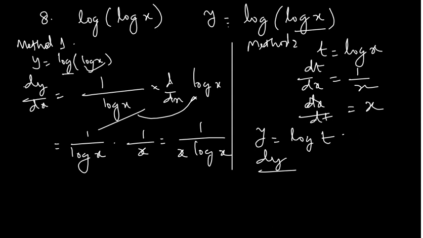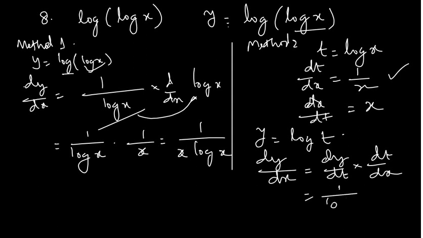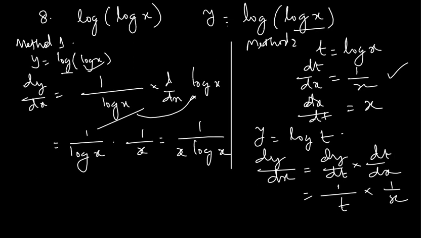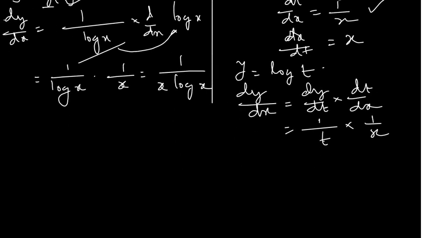So dy by dx equal to dy by dt into dt by dx. We need only dt by dx. So dy by dt is 1 by log t. Sorry, 1 by t. 1 by t into dt by dx is 1 by x. But t is equal to log x. Therefore, same answer. So the same answer, you have dy by dx equal to 1 by log x into 1 by x.